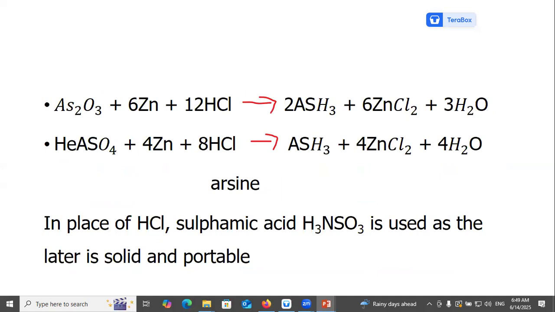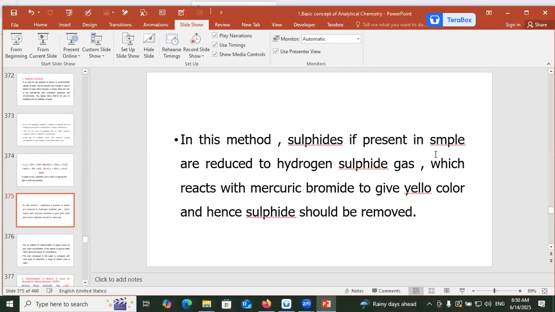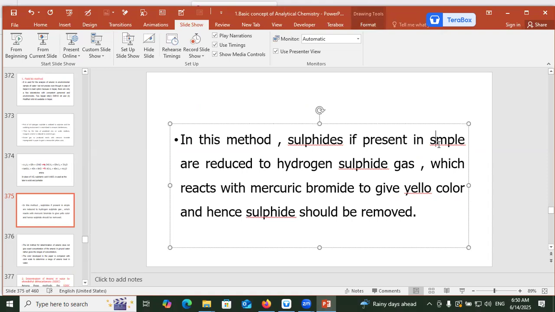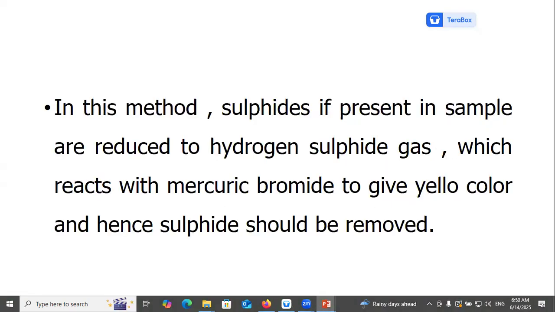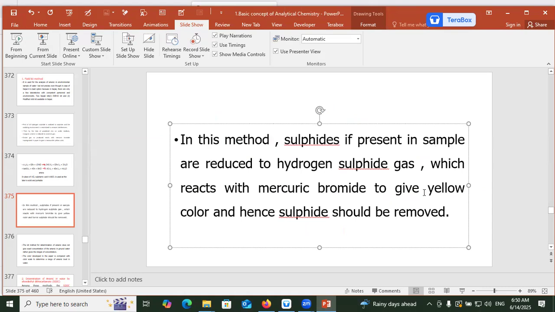Arsenic oxide, zinc, hydrochloric acid, and in this reaction, in place of hydrochloric acid, sulfamic acid is used as the latter is solid and portable. In this method, sulfide, if present in samples, is reduced to hydrogen sulfide gas, which reacts with mercuric bromide to give yellow color. Hence, sulfide should be removed.